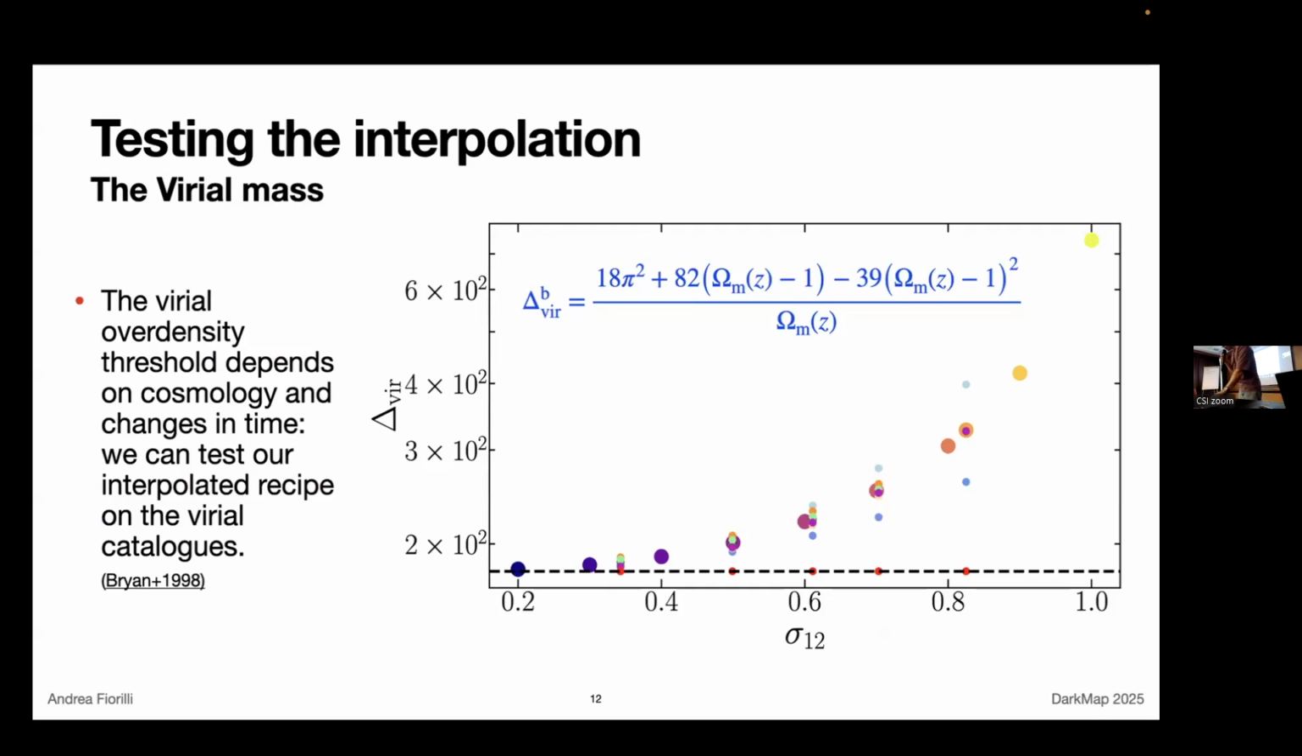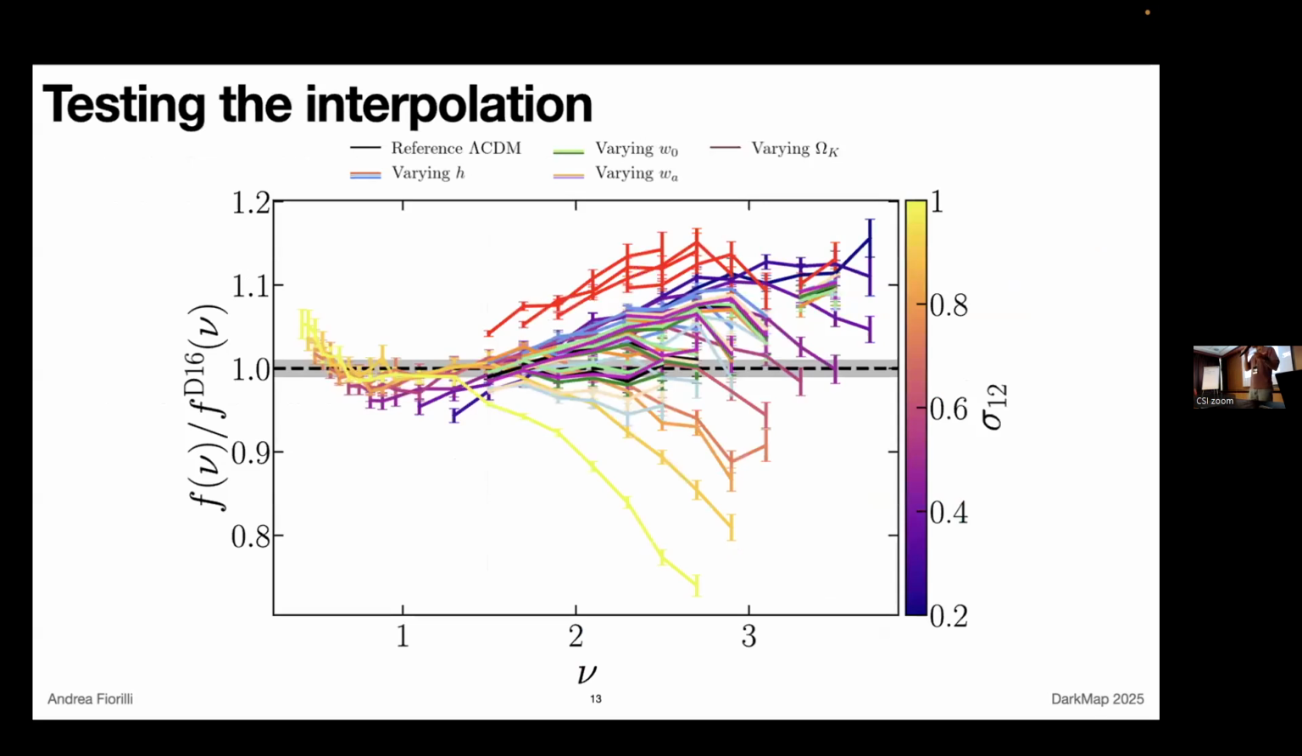And if we do this, we can compare it with the most commonly used prescription for a virial f of nu, which is the one given by Speagle and collaborators in 2016. This is the residuals of our measurements to that prescription. 10%, 20% discrepancy in the worst cases. If we refit it, well, we're not refitting anything here, actually. We're just testing the interpolation of our fit on this data that has not been seen by the function while calibrating.